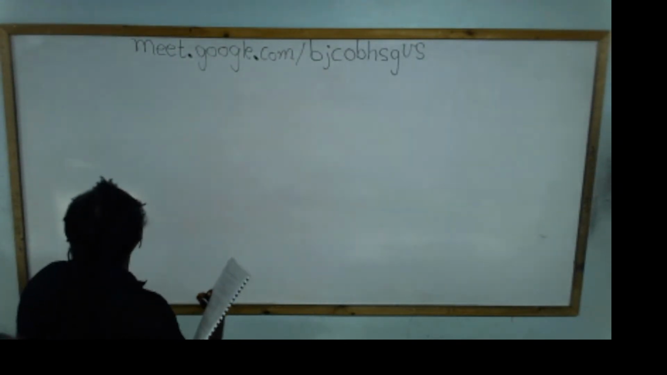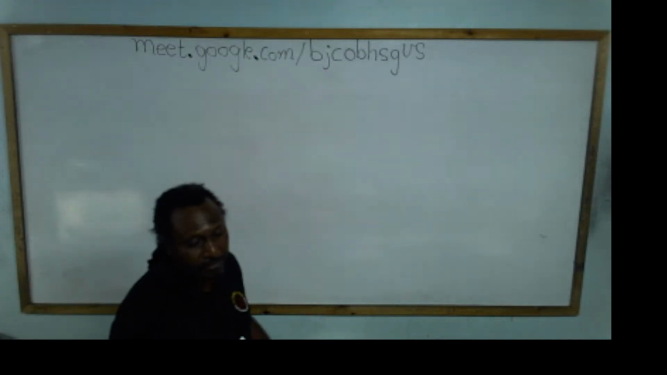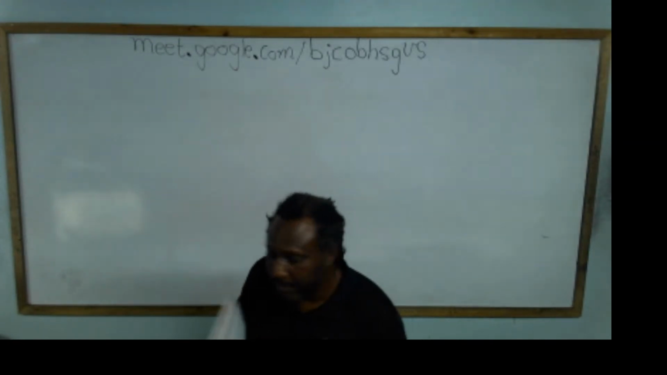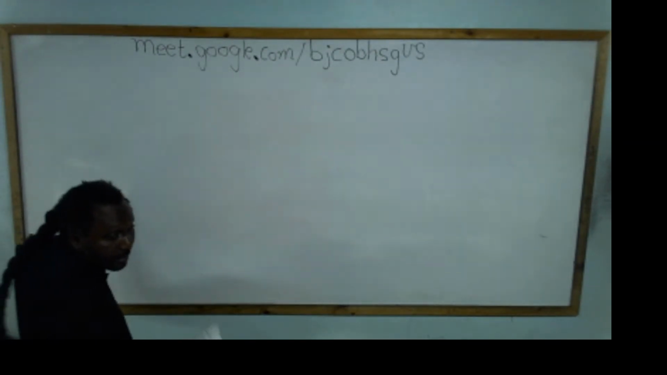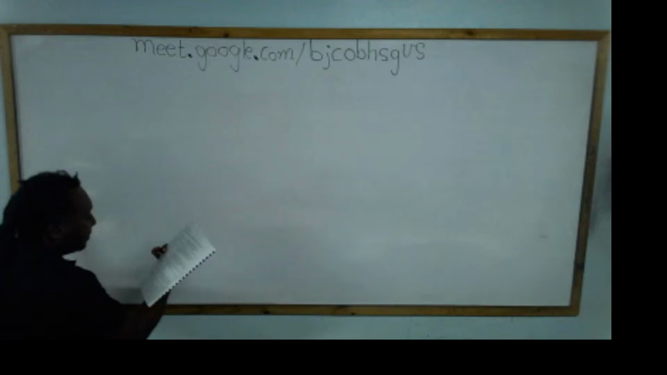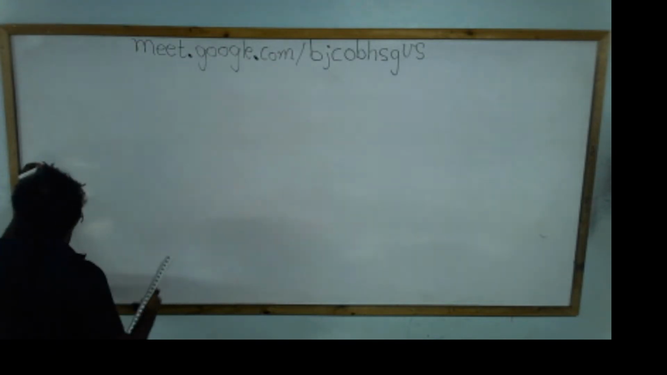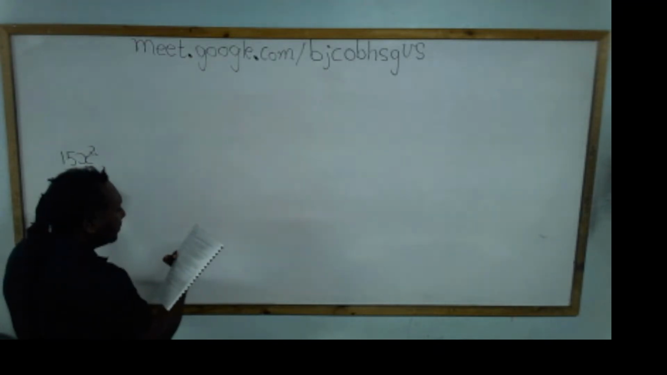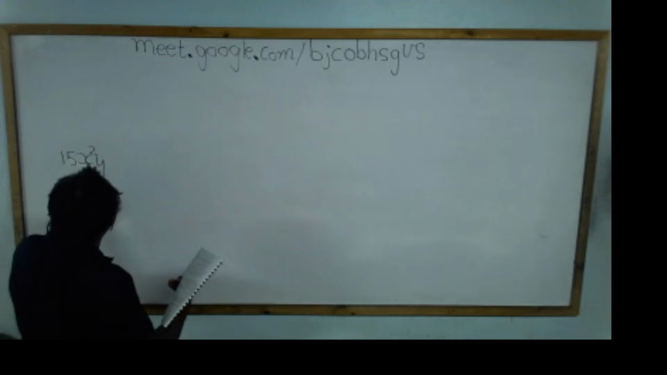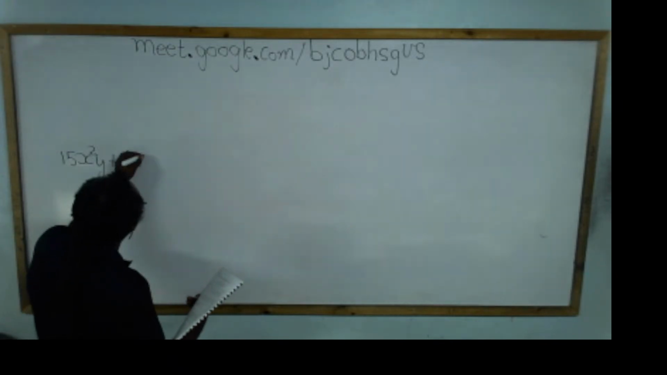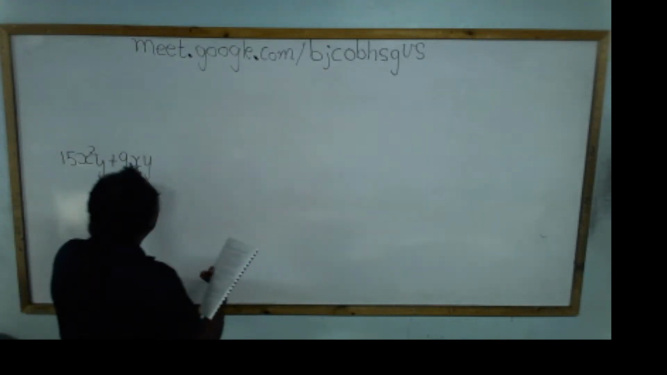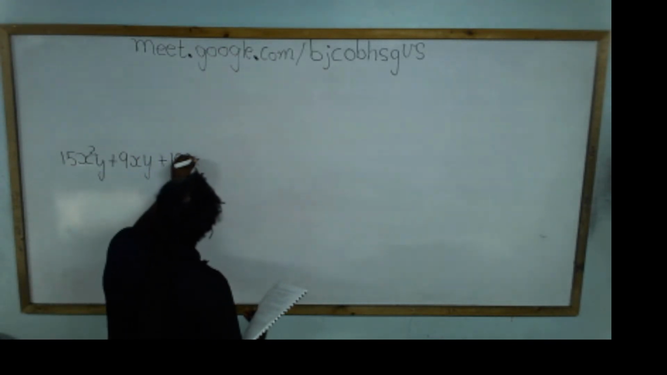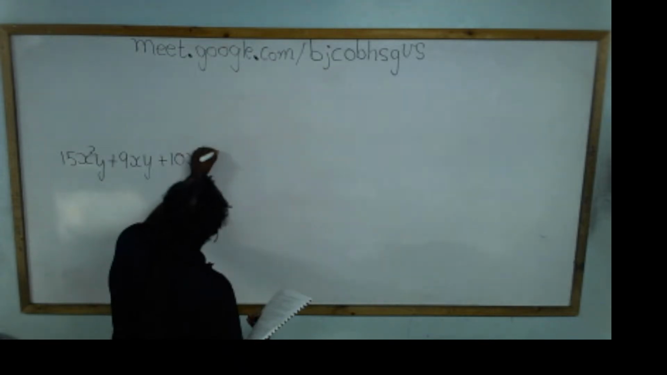The first one is 15x squared y plus 9xy plus 10x plus 6. So we'll factorize that.